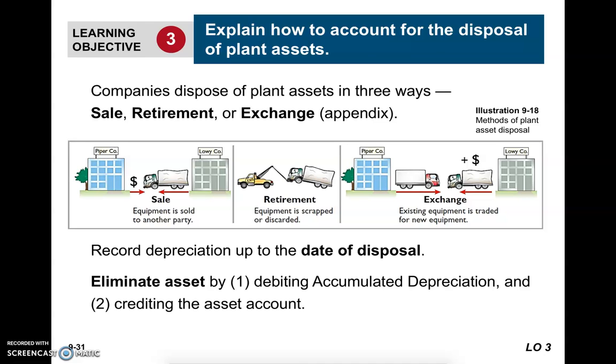In this session, we're going to go over Chapter 9, Objective number 3, Disposal of Plant Assets. There are three scenarios when a company has a plant asset. They're going to either sell it at the end of its useful life or sometimes in the middle of useful life when they don't need it.